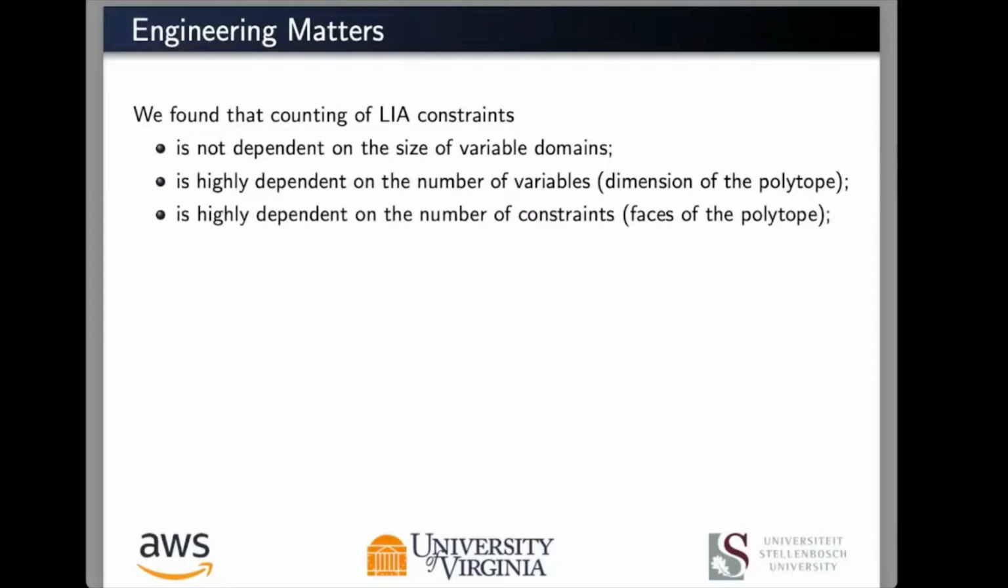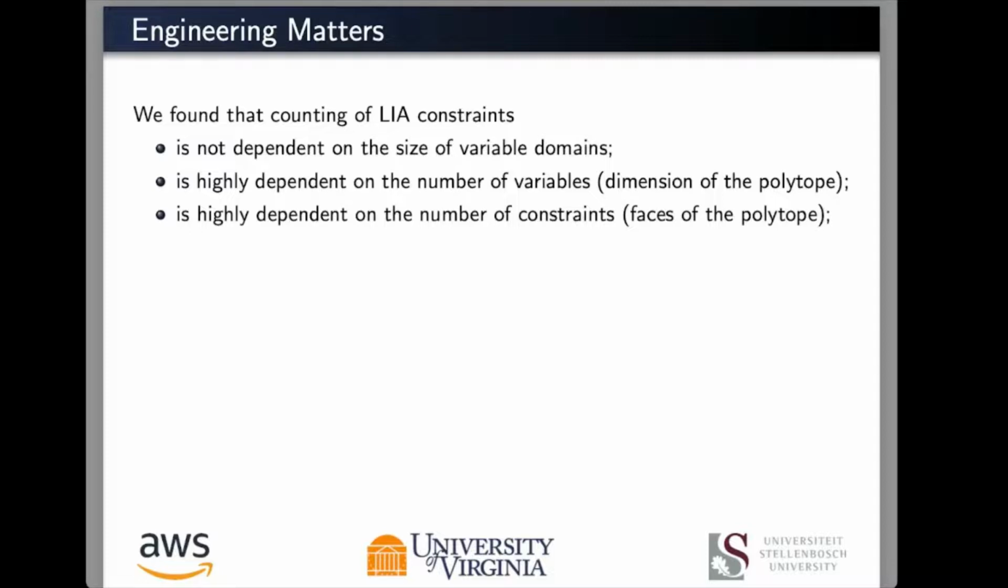So one point I want to emphasize is that engineering really matters here. We found that even for pretty well understood theories like linear integer arithmetic, model counting is expensive, but it's not dependent on the size of the variable domains, but rather the number of variables. If you think of model counting as a geometric problem, this is computing the volume of a convex polyhedron, and the number of variables is the dimensions of that polyhedron or polytope.